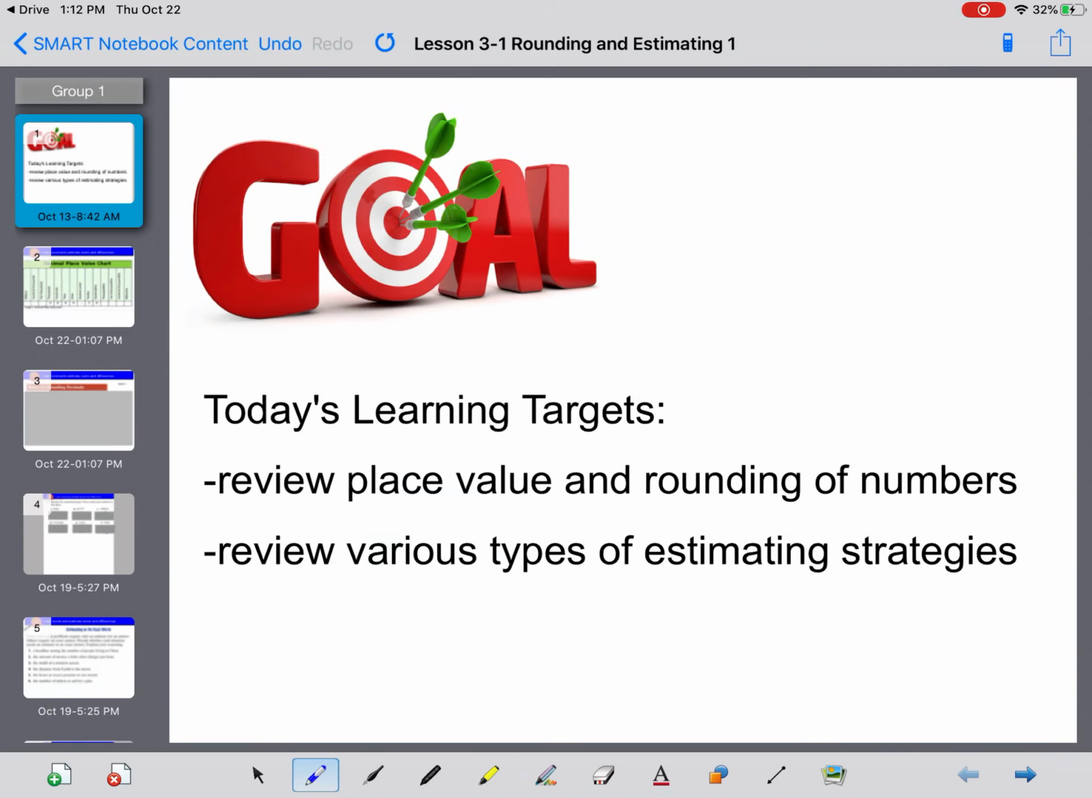Welcome to Chapter 3. This is Lesson 3-1 from the Algebra Readiness textbook. Take out your new notes packet and a sharpened pencil so you're ready for the lesson. Today's learning target is to review place value and rounding of numbers, and also to learn various strategies for estimation.